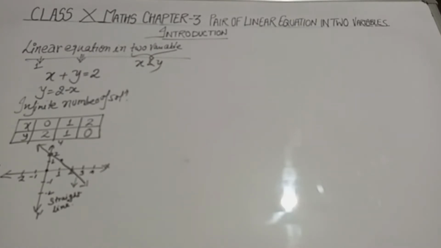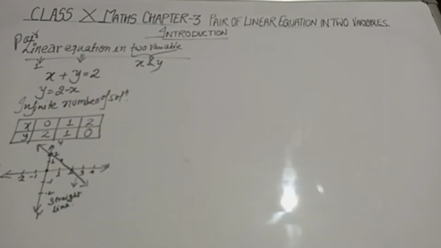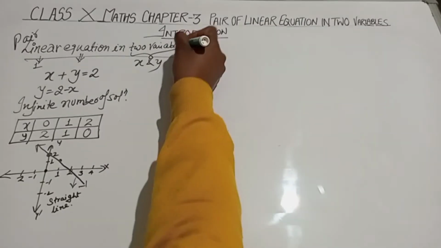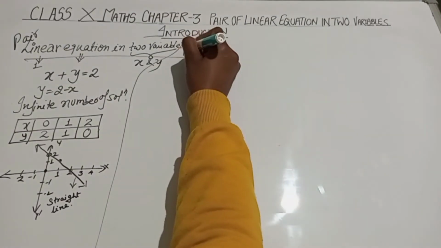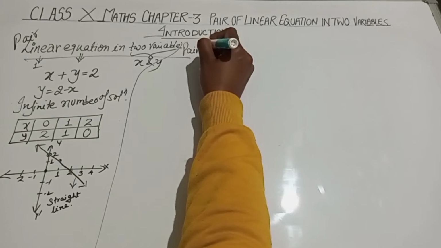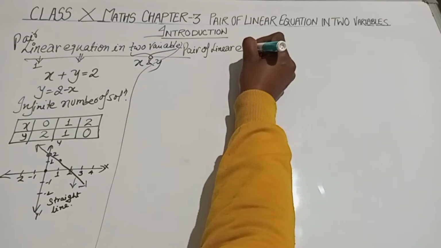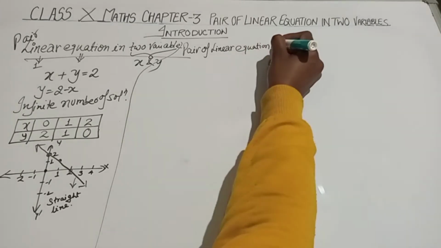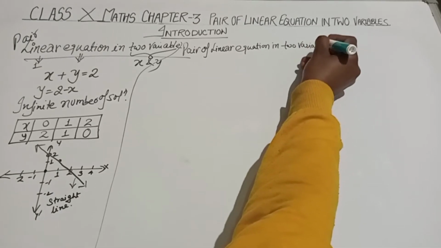The same thing we do here, but we add a pair. Pair means two. So we have a pair of linear equations in two variables.